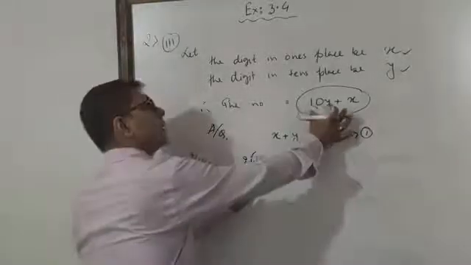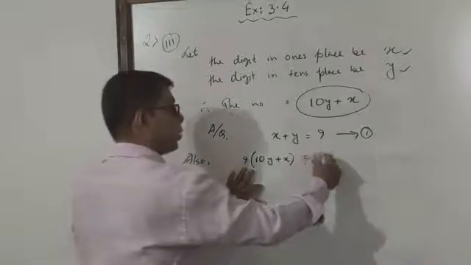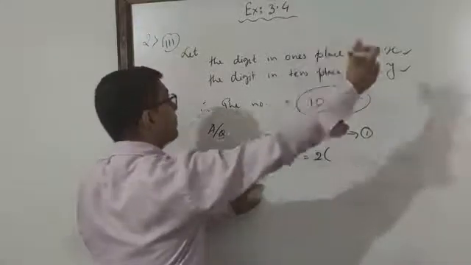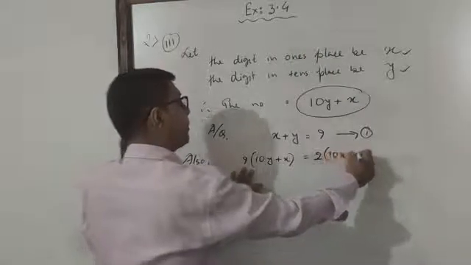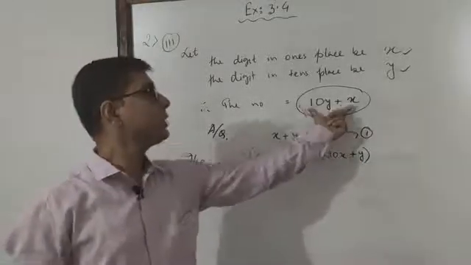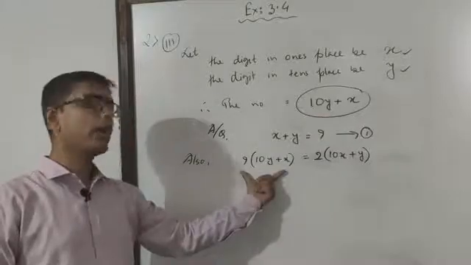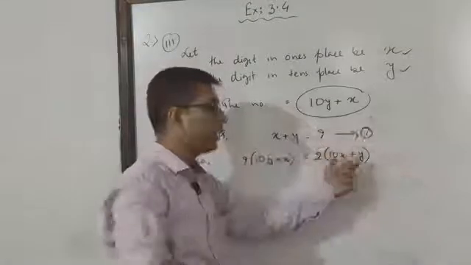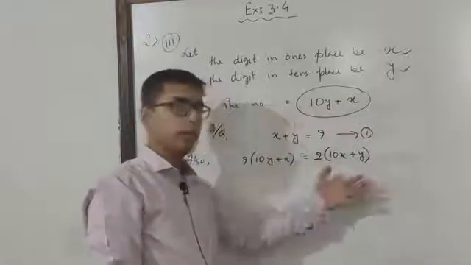Okay. 9 times of this number will be equal to 2 times the number we get when we change the positions of the two digits. That means 10x plus y. Got it what I say? 9 times of this number means multiplying this number by 9, which will be equal to 2 times the number obtained by reversing the digits. So the same is done here. This is the condition given.